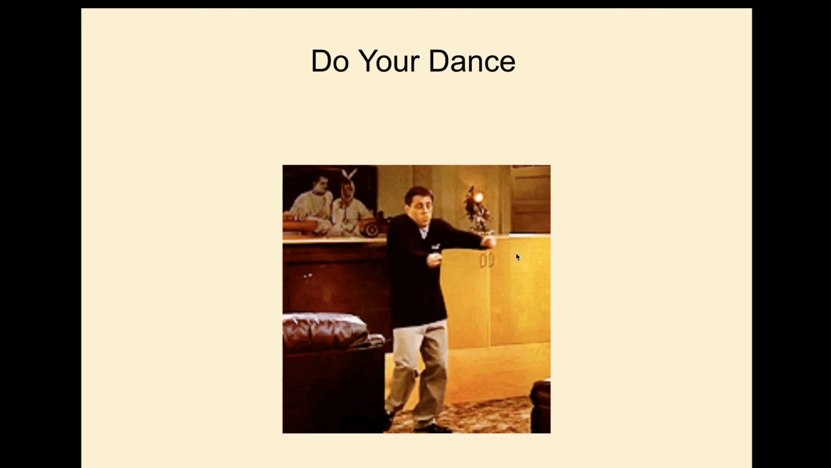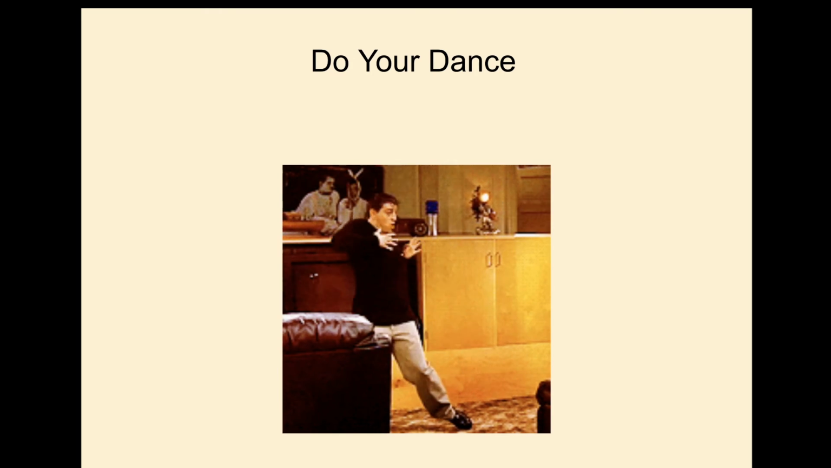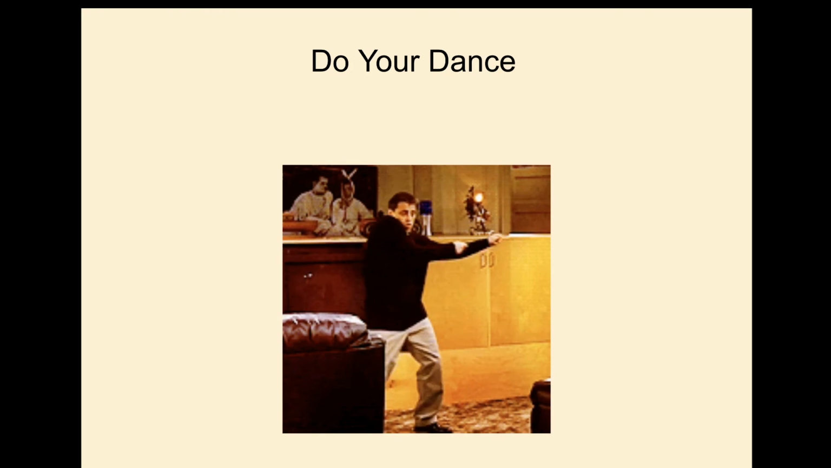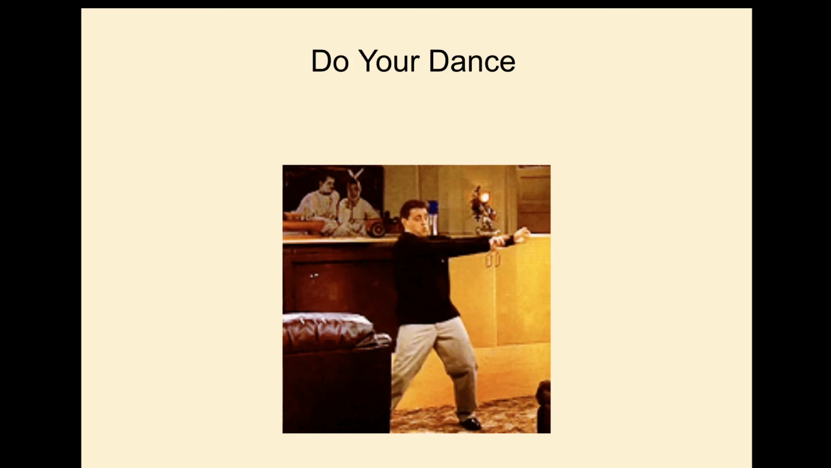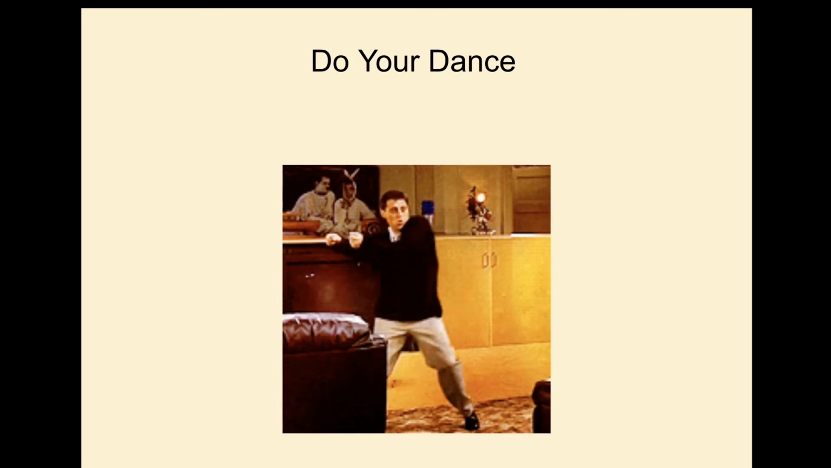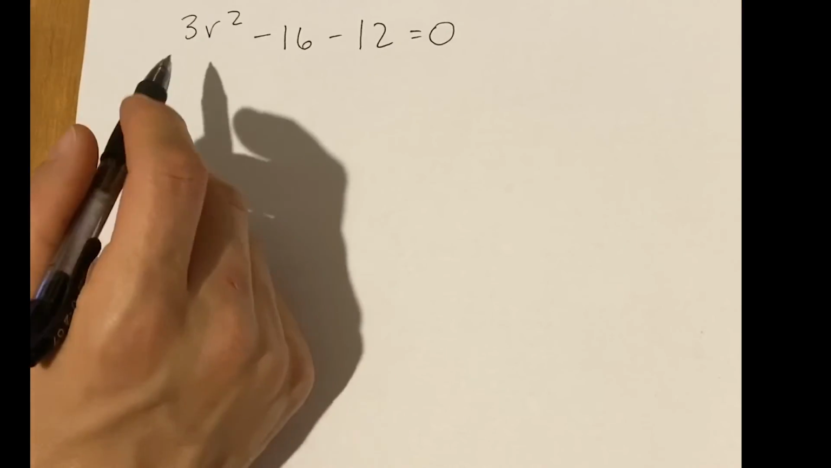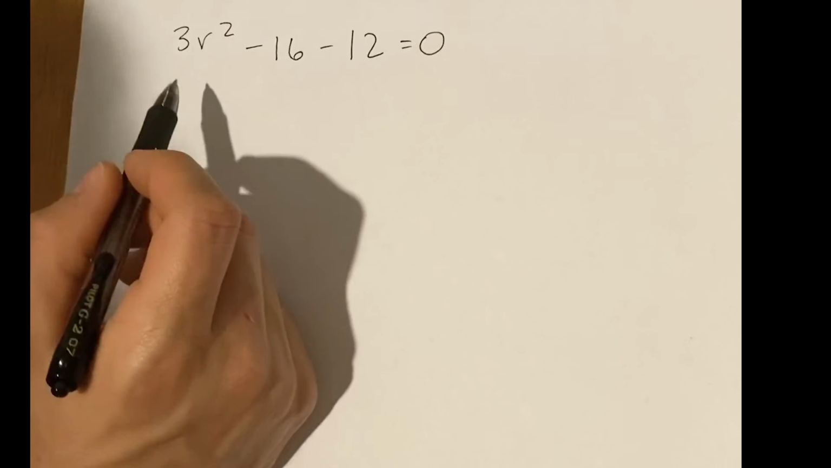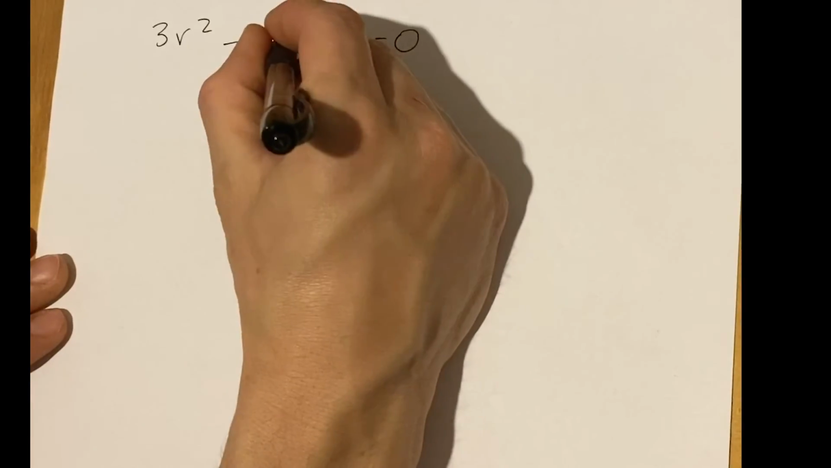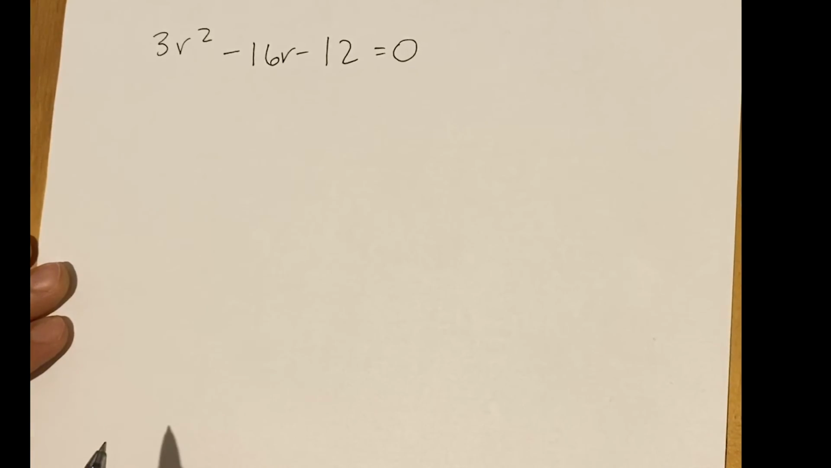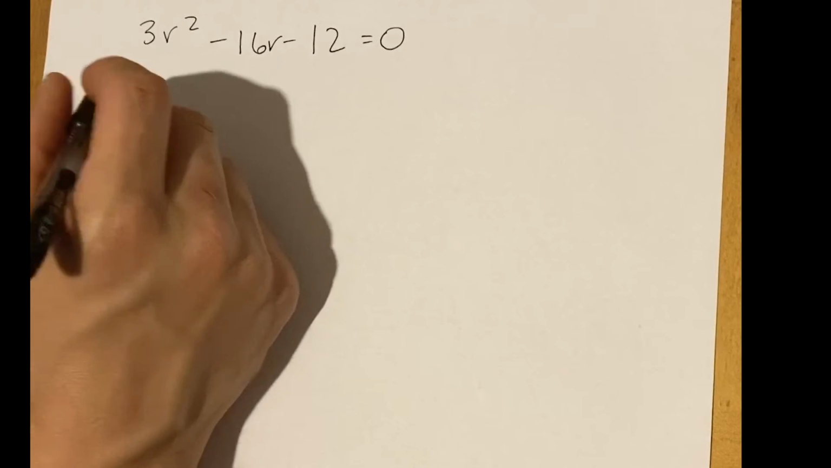Now we're going to do a lot more. Before we end the video, we're going to do one more, and we're going to do it by hand, and we're going to pick a more complex trinomial. We're going to be factoring a slightly more complicated polynomial this time: 3r squared minus 16r minus 12. But we're going to use the exact same process.